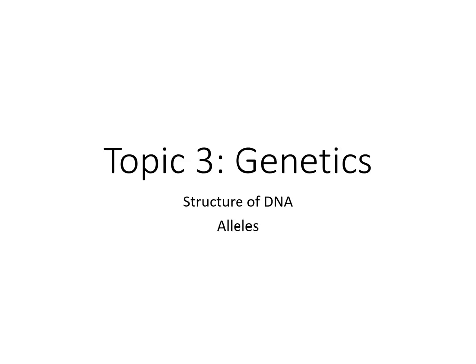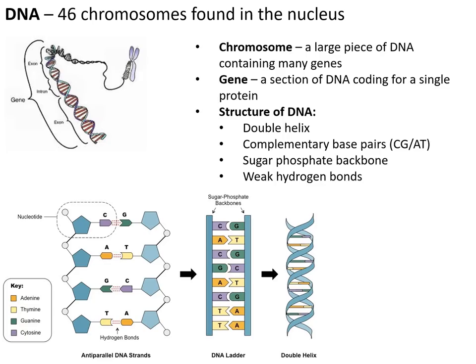Topic 3, genetics. This covers the structure of DNA and the idea of alleles. So the structure of DNA: first of all, we have in our cells not one big DNA molecule, but 46 smaller DNA molecules called chromosomes, which contain DNA wrapped around proteins. Now, a gene is a section of DNA that is the code for a single protein. Our DNA contains about 20,000 different genes, which means we make about 20,000 different proteins.